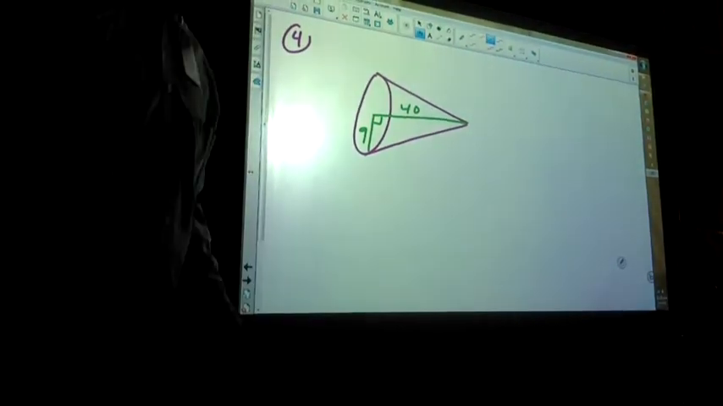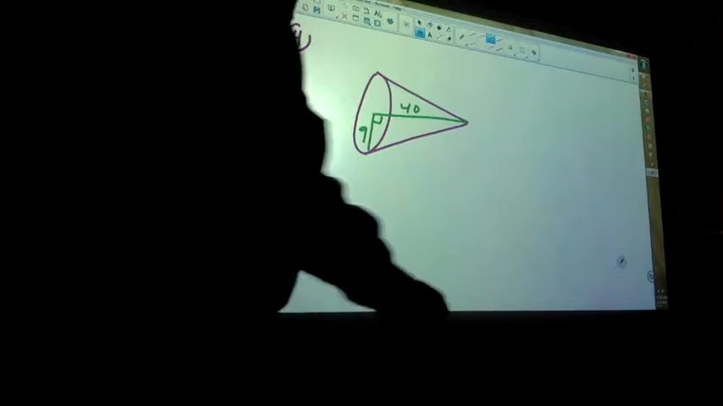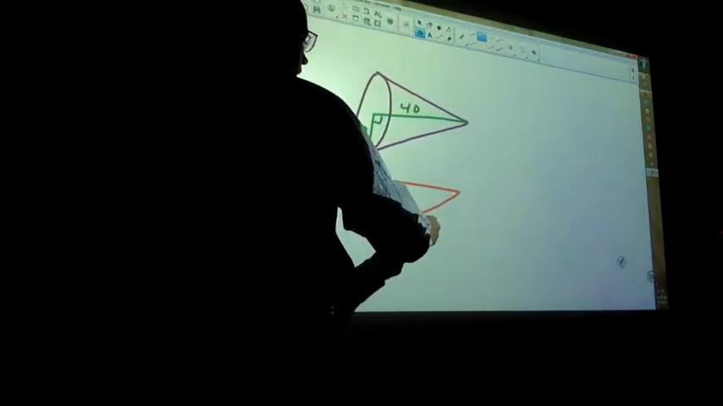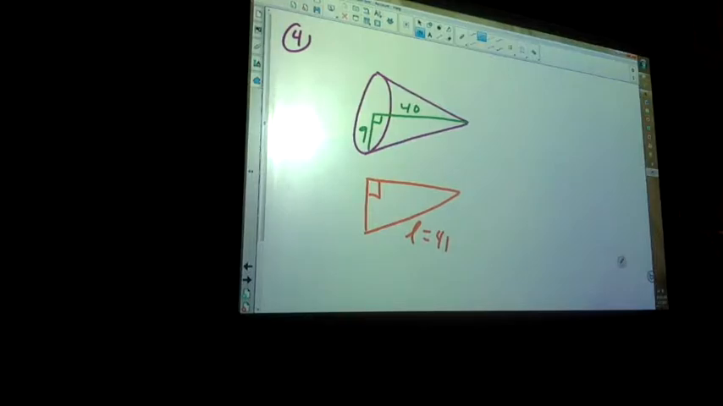All right. They want us to find the lateral surface area and the total surface area. So I have to realize that there's a right triangle in here. 41. That's going to be L. So that comes out to 41 if you use the Pythagorean theorem. Is that what you're telling me? Yep.